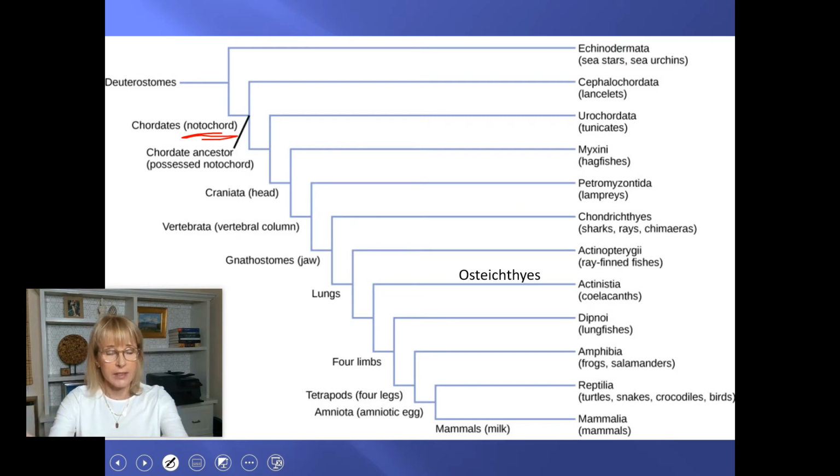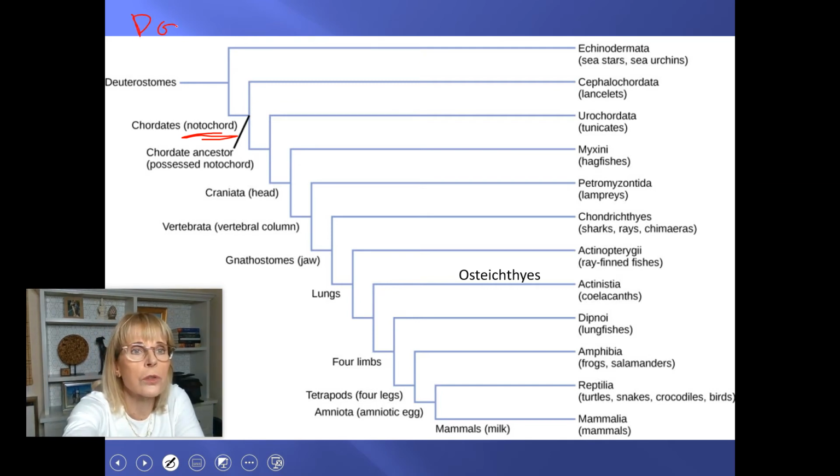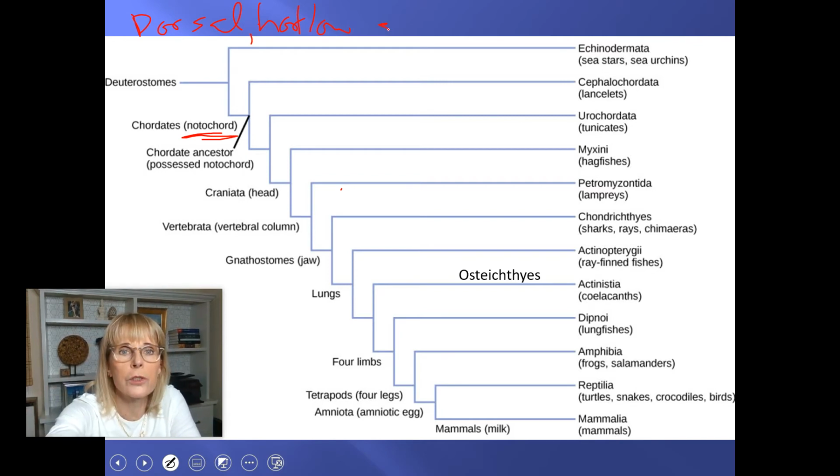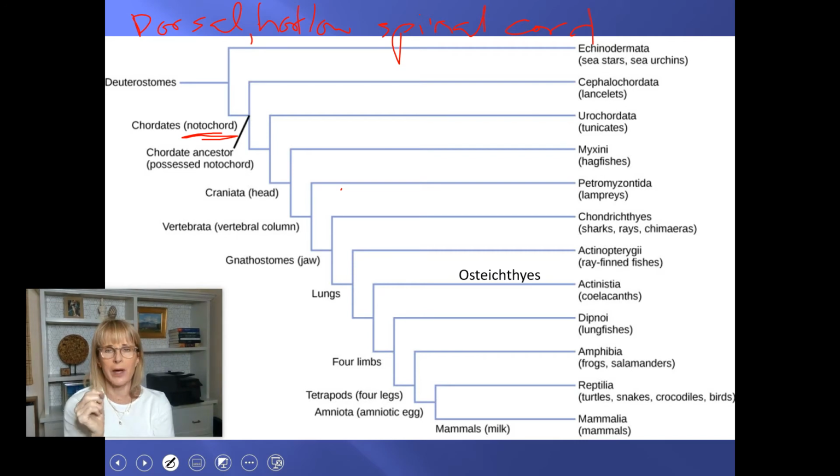All of the chordates have got a dorsal hollow spinal cord. Dorsal means towards their back. Hollow means it's got a hole in the center. A dorsal hollow spinal cord. Now, that's not the same thing as the notochord.